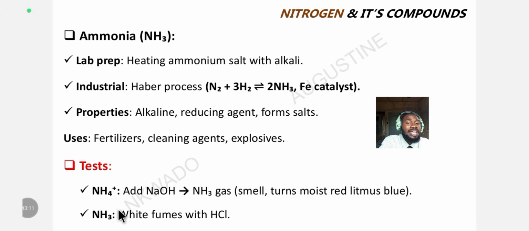To test for the presence of ammonia gas, you are going to see white fumes when you add hydrochloric acid to the solution. You are going to see what? White fumes when you add hydrochloric acid to the solution.